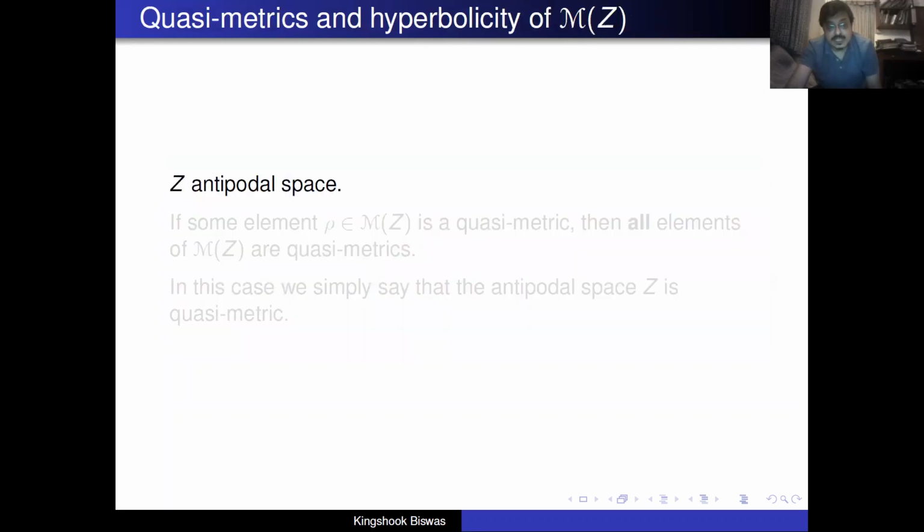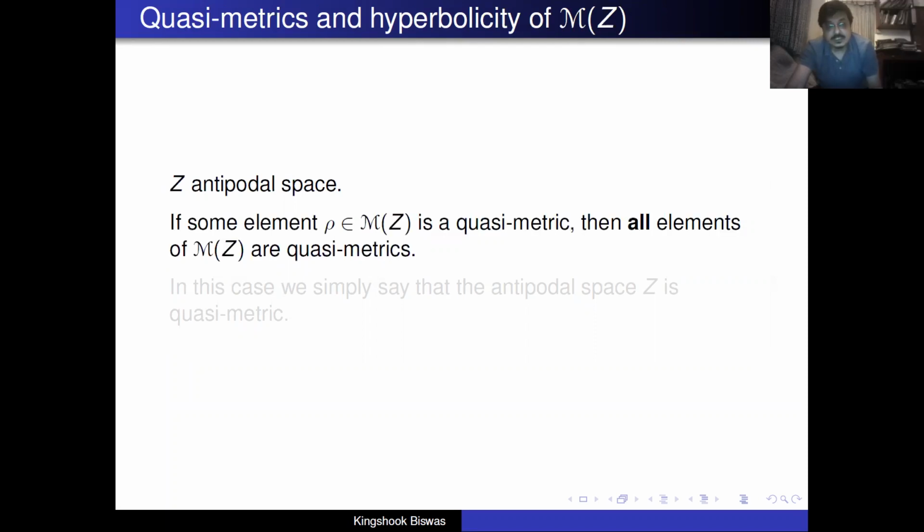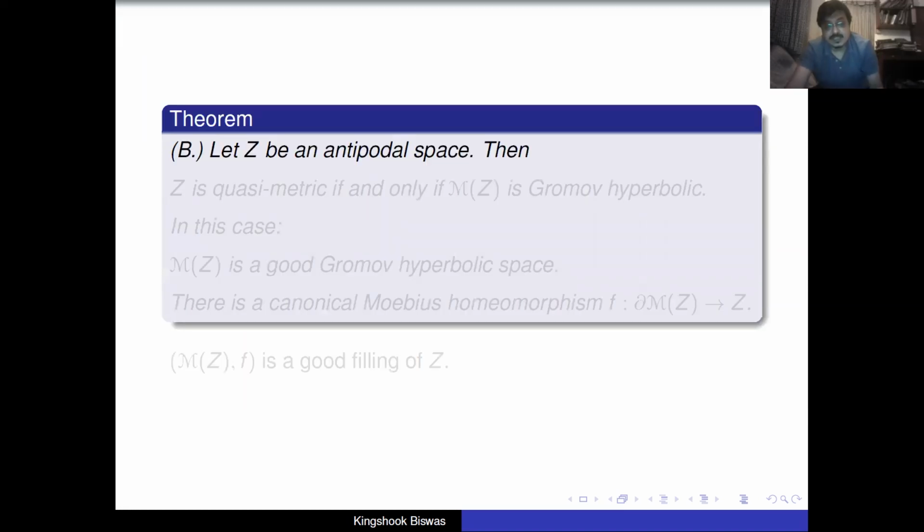Okay, so now let Z be an antipodal space. Now we can consider the case where the antipodal function is quasi-metric. So if some element rho of MZ is a quasi-metric, then it's easy to see from the geometric mean value theorem that in fact all elements of MZ are going to be quasi-metrics. Okay? And in this case, we simply say that the antipodal space Z is quasi-metric. Okay, so then we have the following theorem. Let Z be an antipodal space. Then Z is quasi-metric if and only if the Moebius space MZ is Gromov hyperbolic. Okay, so the antipodal space is quasi-metric if and only if the Moebius space MZ is Gromov hyperbolic.